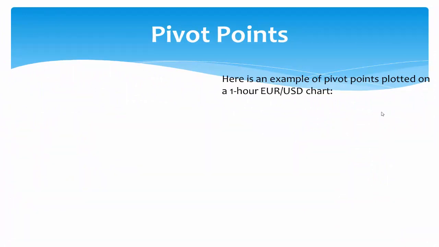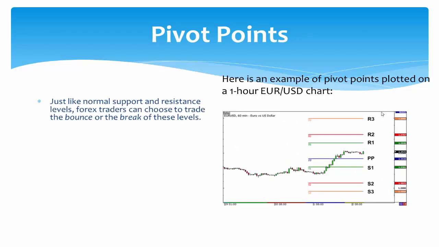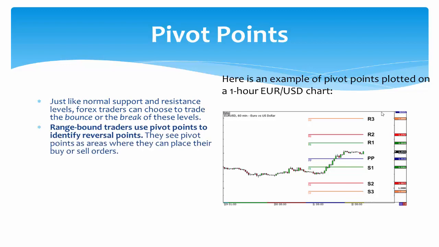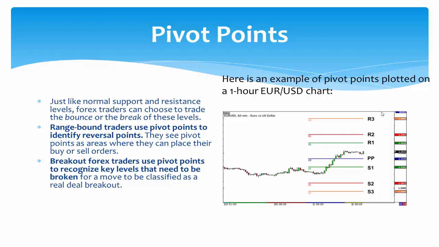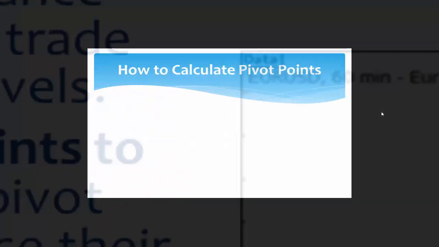Here is an example of pivot points plotted on a 1 hour EUR/USD chart. Just like normal support and resistance levels, forex traders can choose to trade the bounce or breakout of these levels. Range bound traders use pivot points to identify reversal points. They see pivot points as areas where they can place their buy or sell orders. Breakout forex traders use pivot points to recognize key levels that need to be broken for a move to be classified as a real deal breakout.